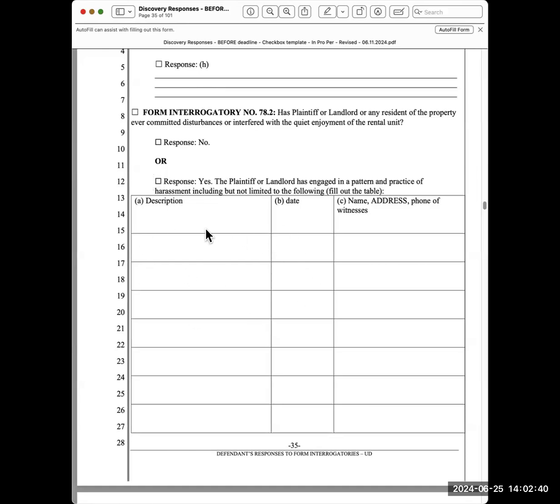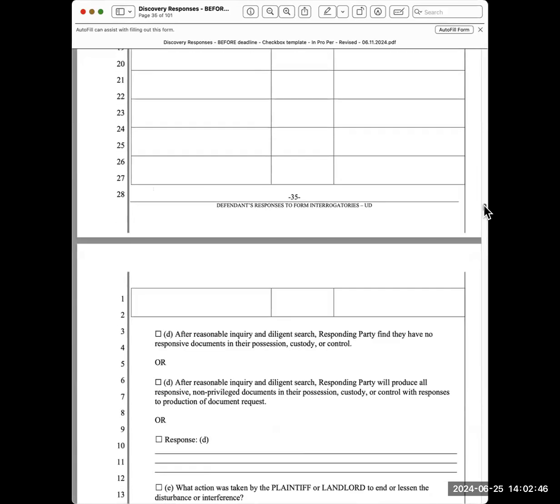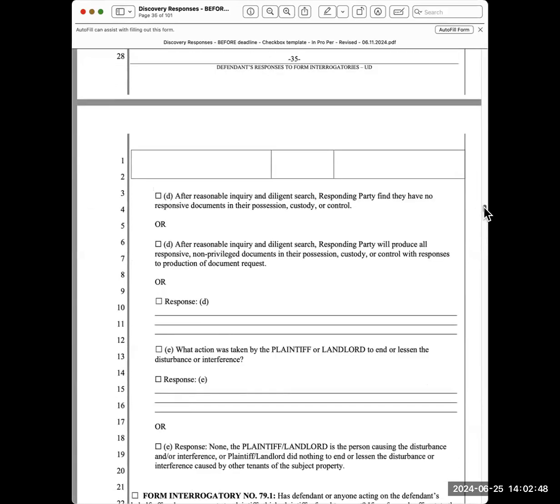What was the disturbance or harassment here, the date that it happened, and any information about witnesses here. And then down below, it's asking, if you don't have any evidence, you check here. If you do, you check here. You put it in your exhibit section of your binder. If neither of those apply and there's a different answer, check here and write it out. And then this part of the question is about whether the plaintiff or landlord took action to end or lessen the disturbance.